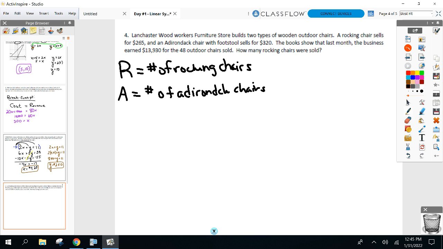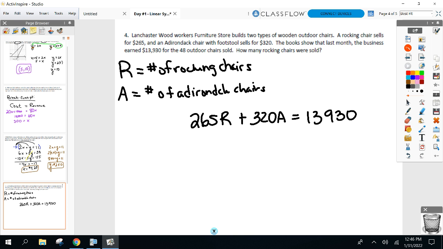I'll leave it as easy as this. Money stays with money. What do I mean by that? How much is it for a rocking chair? $265 in my case, R. Plus how much for an Adirondack? $320. And this is why I say money stays with money. Equal to, how much did you make? $13,930. Money stays with the money. Well, there's one equation.